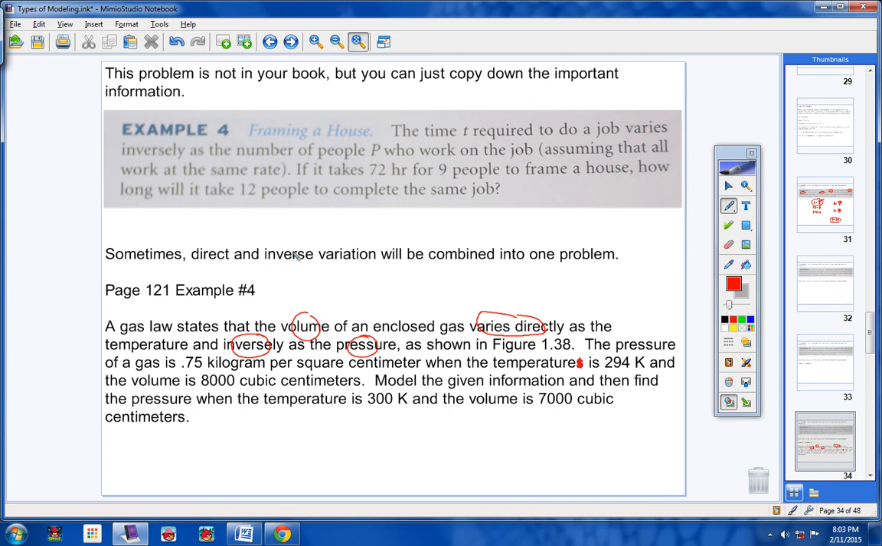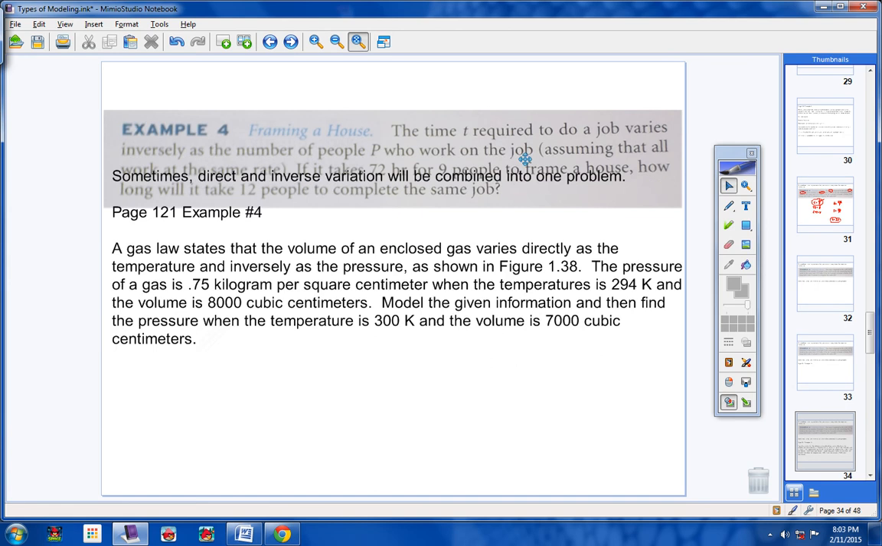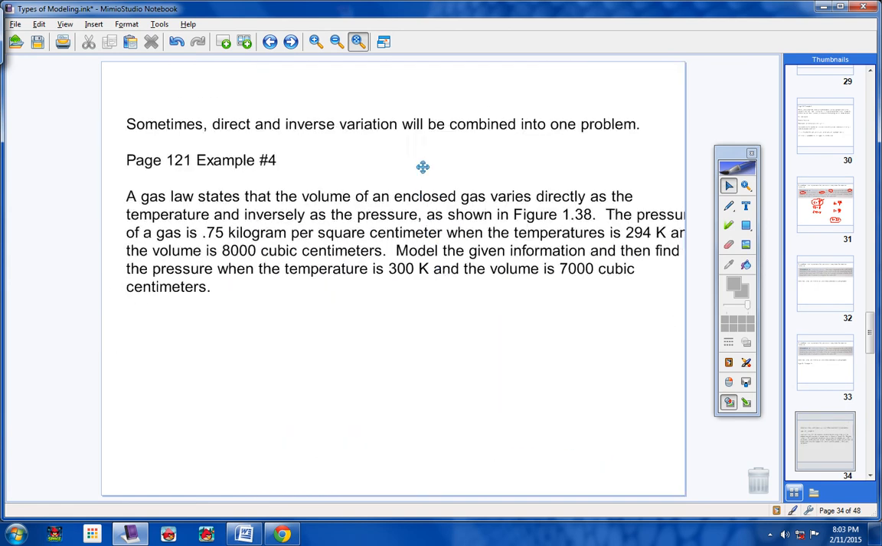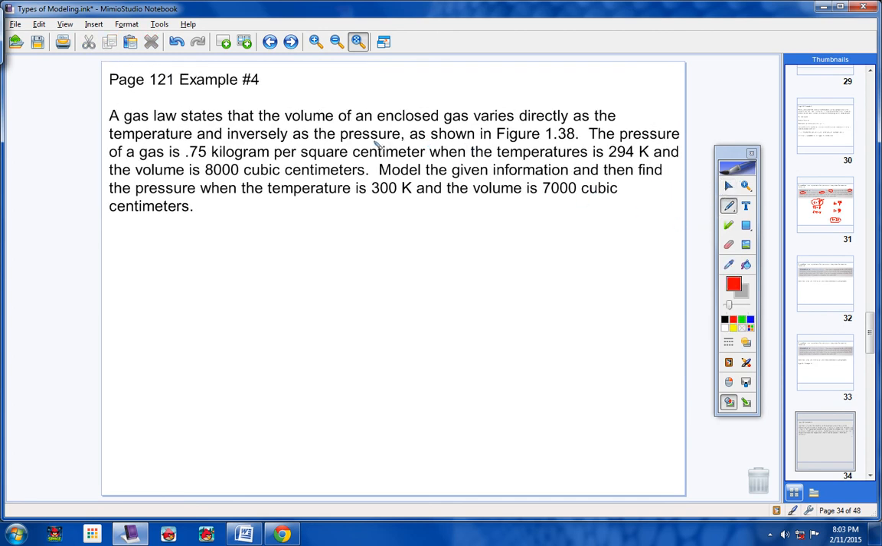This looks a little interesting, so bear with me here and let's see if we can muddle through this and understand how to do it. Let's get some more space to work with. Now let's start off and read it very carefully. The volume of an enclosed gas varies directly as the temperature. That's easy, isn't it? Y equals kx, right? Volume varies directly as the temperature.